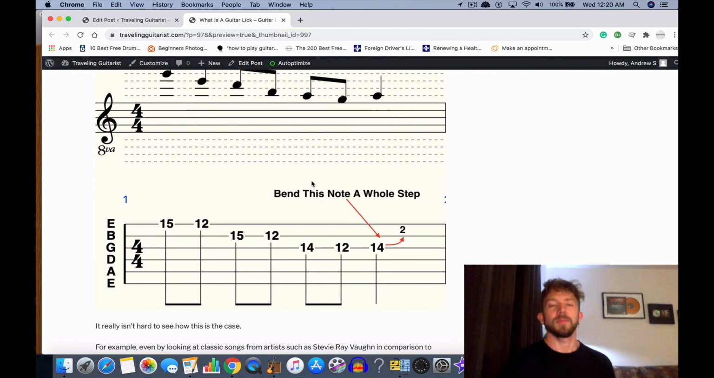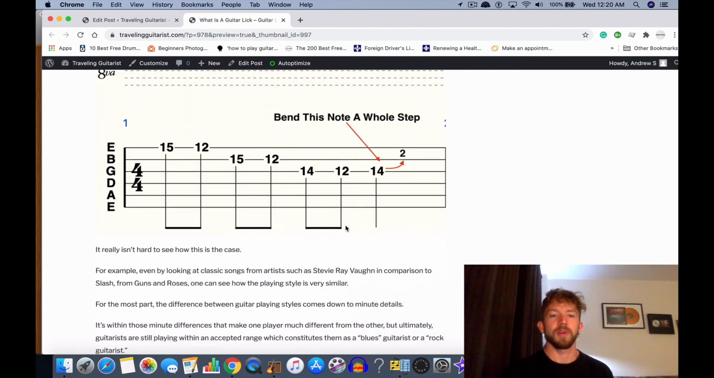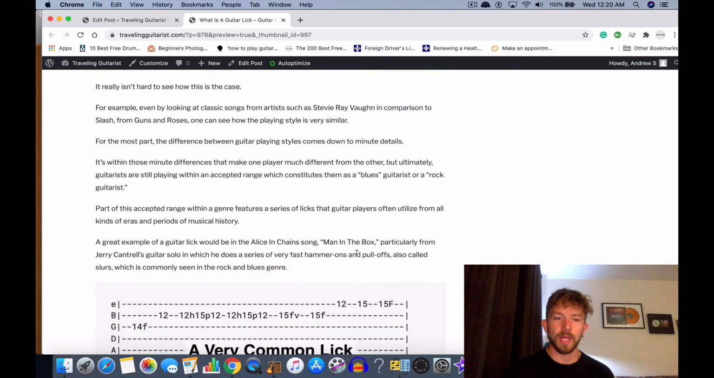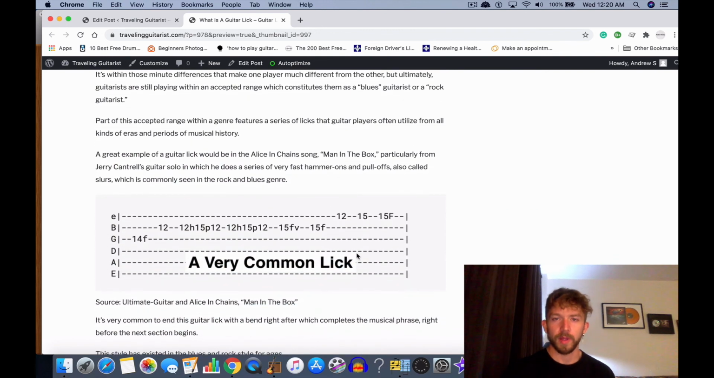So that's a lick, man. You've probably heard that a million times in your life, and that's what makes it a lick. It's not really associated with any particular song.